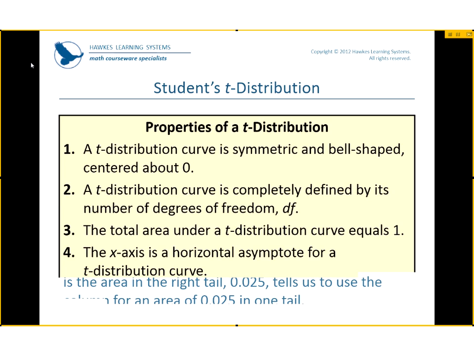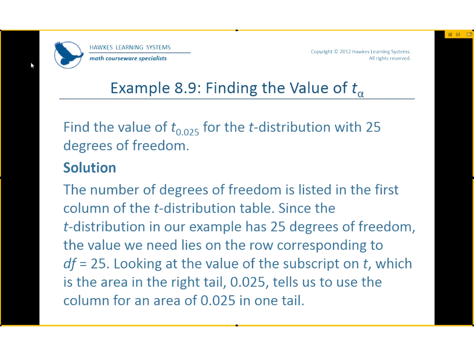Let's see. Find the value of t 0.025 for the t-distribution with 25 degrees of freedom. Okay, it's telling us our degrees of freedom, so we have to look in a different table. If you have the hardcover of the book, go to the back cover and then look at the page adjacent to that. You're going to see table C, critical values of t.